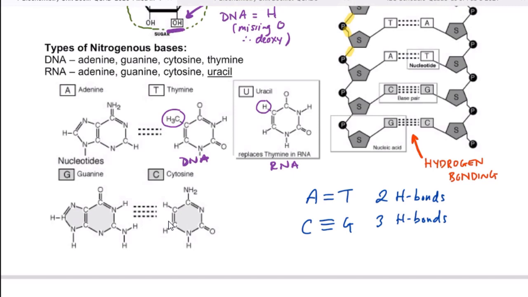That's the hydrogen bonding. A always pairs up with T, and C always pairs up with G. Between A and T, there are 2 of these little bonds. Between C and G, there are 3 hydrogen bonds. Memorize these ideas right here. Who pairs with whom? This is DNA, obviously, because we have a T here.